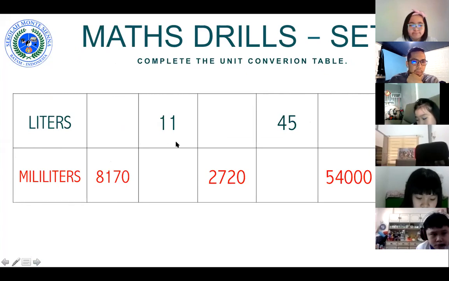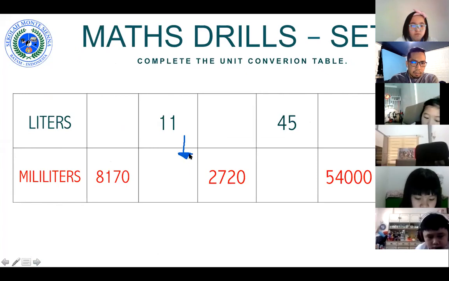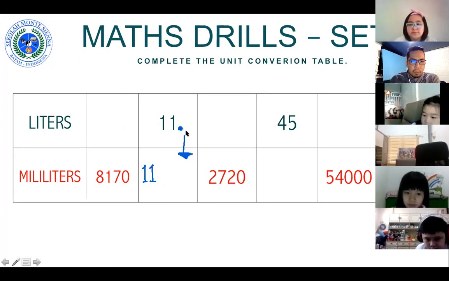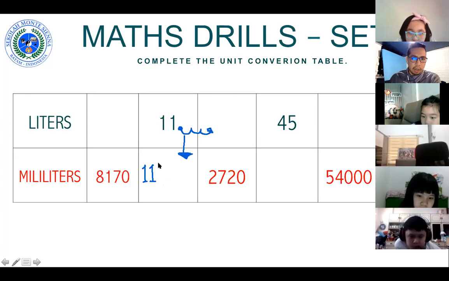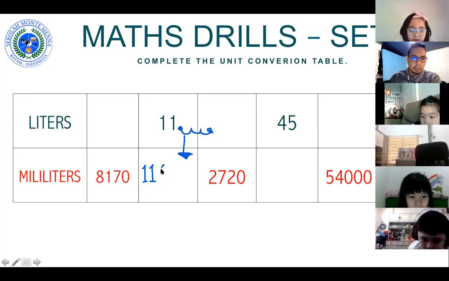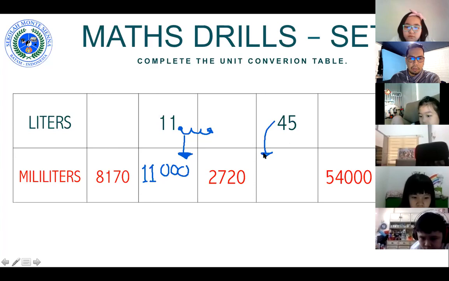So liters to milliliters, what's the answer here? What's the trick or technique? Copy the number. And then? A point. Do we have a point? It's an imaginary point here, right? So we move to the left or to the right? To the right. It's liters to milliliters. How many? 1, 2, 3. So what's the answer now? 11,000. Okay, very good. That's correct. How about this one? 45.